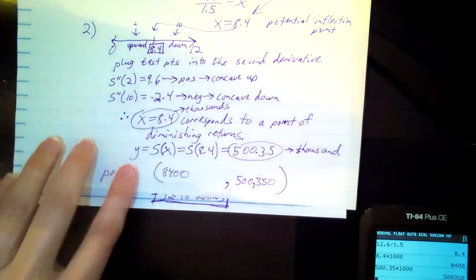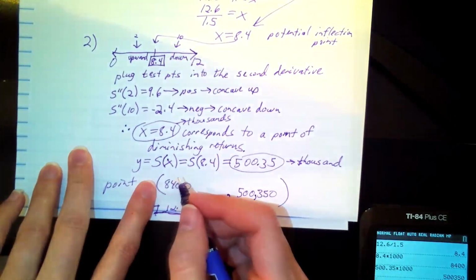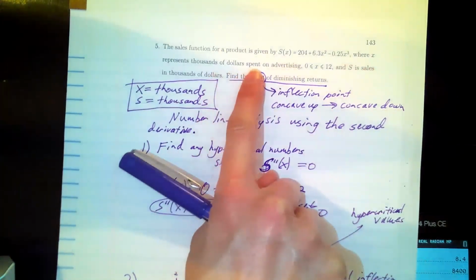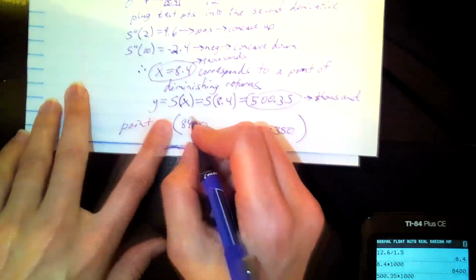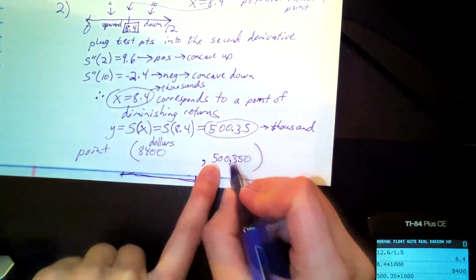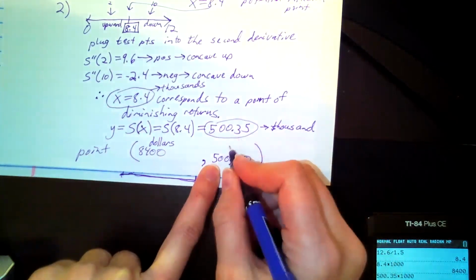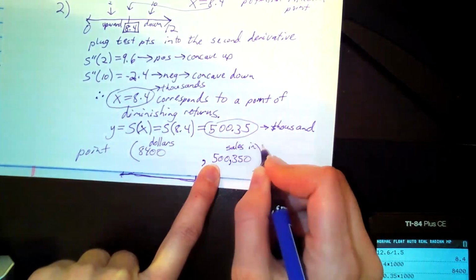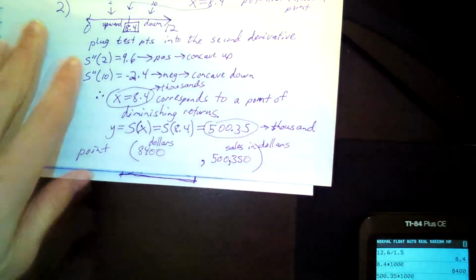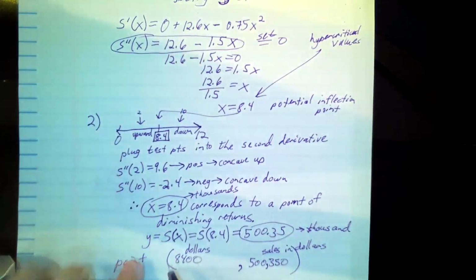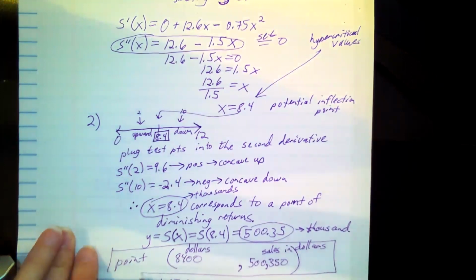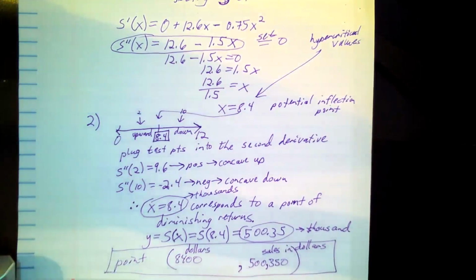So this point, x represents thousands of dollars spent on advertising. So they spent $8,400 on advertising, and that got them a total sales of $500,350. So this is the point that you would have to enter into your homework. Make sure to convert it into thousands.